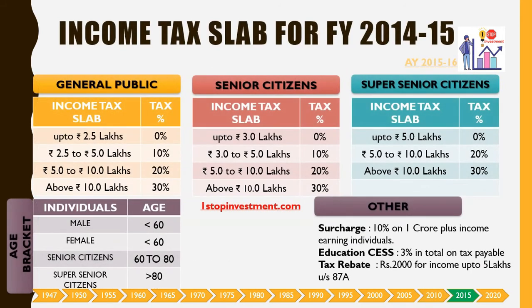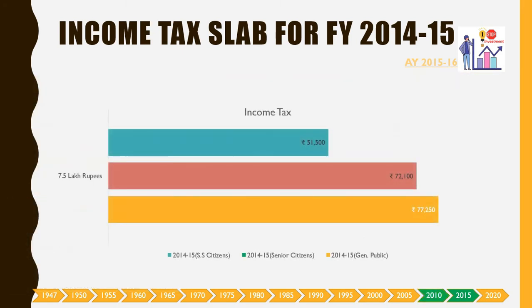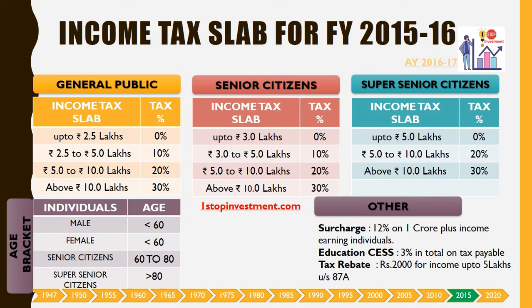In 2014, the zero tax bracket limit was increased from 2 lakhs to 2.5 lakhs. For a total income of 7.5 lakhs, a person had to pay 77,250 rupees as tax, which is 6% lesser than the previous tax slabs. In 2015, surcharge was increased from 10% to 12% on 1 crore plus income for an individual. No change in the tax slabs in this year.